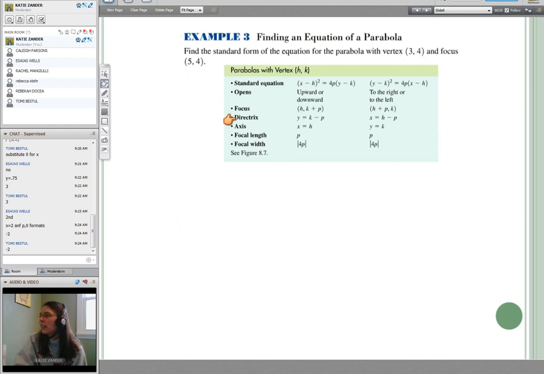Okay, so again, here's that chart in case you were still copying it down. You can finish doing so here. Let's go ahead and take a look at an example using this now. It says find the standard form of the equation for the parabola with the vertex at 3, 4 and the focus at 5, 4. Now these are getting a little bit more challenging, but you can still pick out which column you should be working with if you pay attention to detail. So paying attention to detail, which column should I work with to create this equation? The first column or the second column?